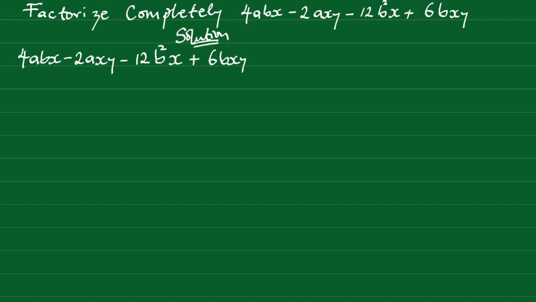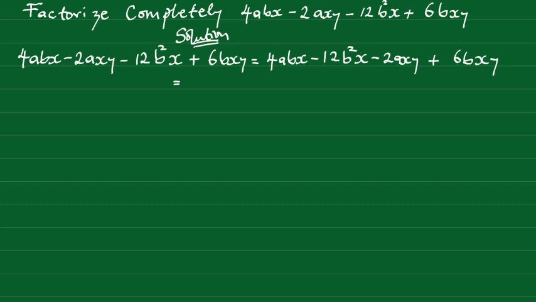Now, having done this, the next thing we do is we collect like terms. So this is equal to 4abx minus 12b square x minus 2axy plus 6bxy. Now, this itself is equal to what we have at the bottom here.